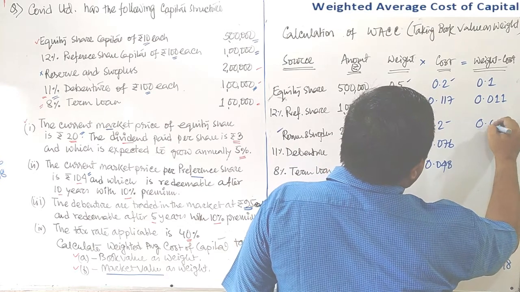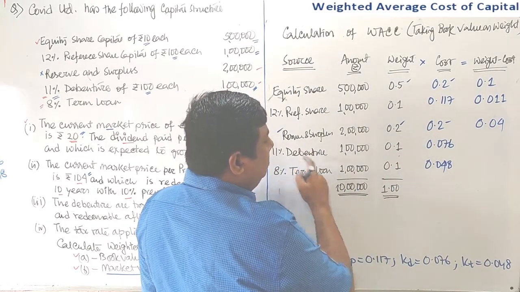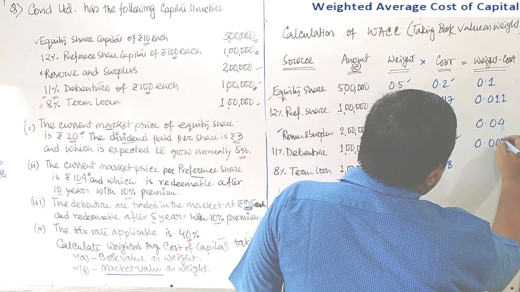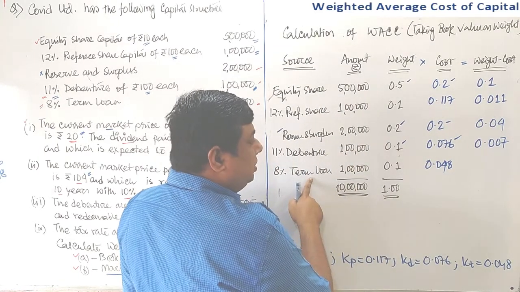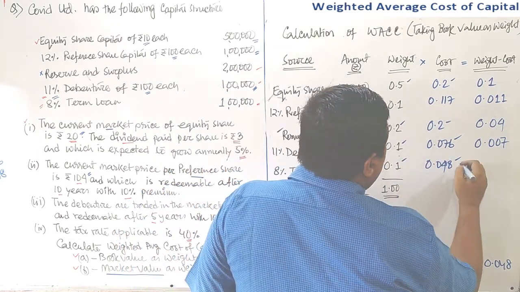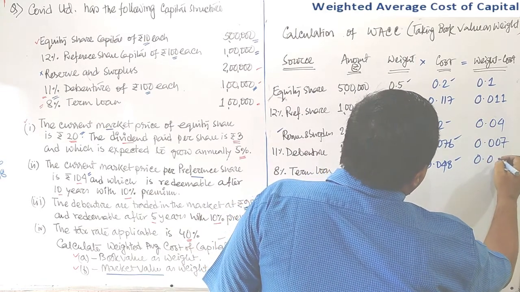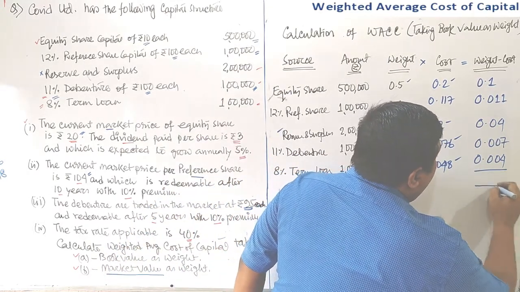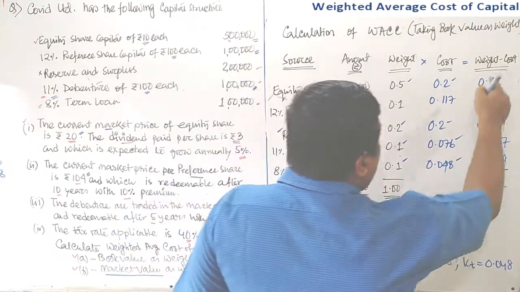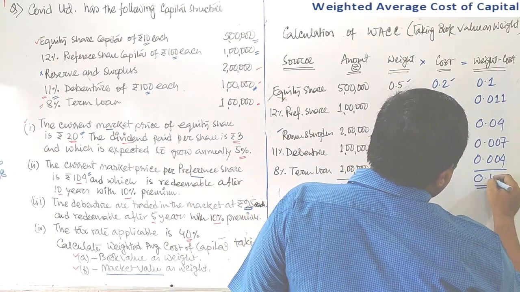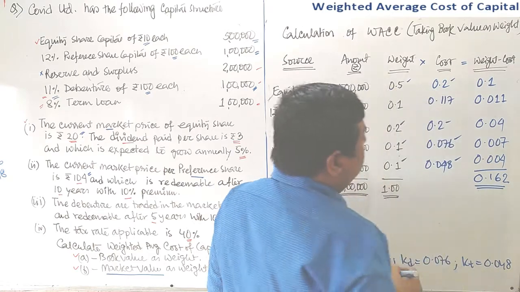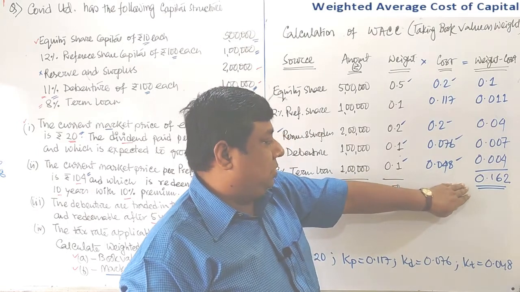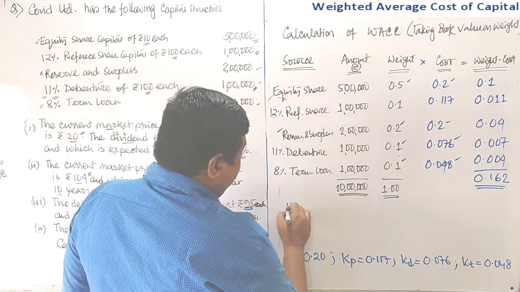It will come to 0.04. In case of 11% debenture, it is 0.1 into 0.076, it will come to 0.007. In case of 8% term loan, it is 0.1 into 0.048, you are getting 0.004. Now we sum up all, and the total of all is 0.162. Once we sum up the weighted cost column, we get a total of 0.162. Then we can write our answer.